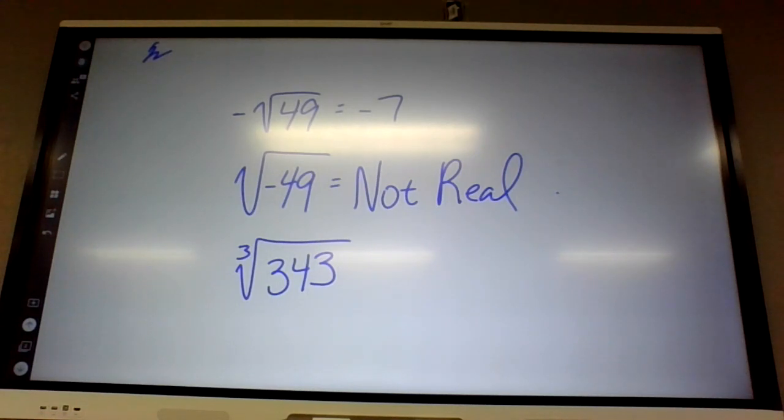In your calculator, that's the square root. So in your calculator, it's in the math. Oh, yeah. So option 4 is the cube root.